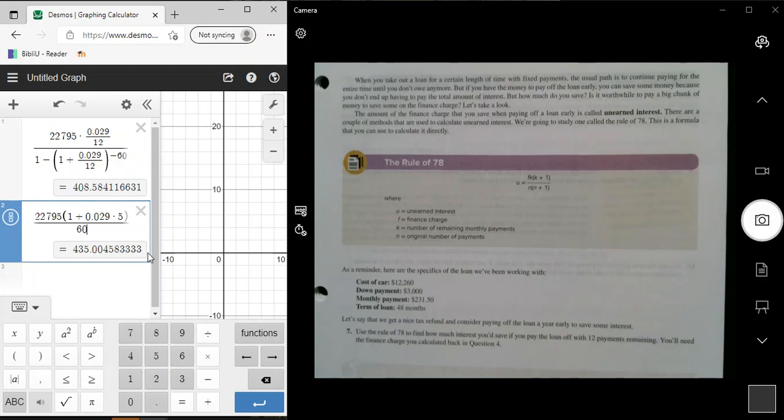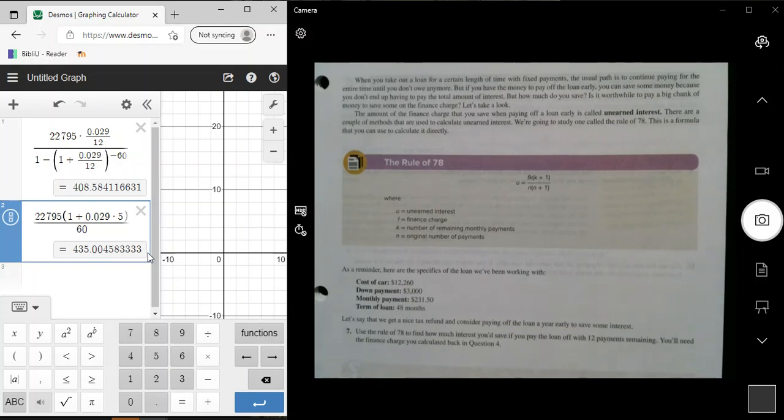Let's take a look. The amount of the finance charge that you save when paying off a loan early is called unearned interest. There are a couple of methods that are used to calculate unearned interest. We're going to study one called the rule of 78. This is a formula that you can use to calculate it directly. So we have the rule of 78. U is unearned interest. F is finance charge. K is the number of remaining monthly payments. And N is the original number of payments.